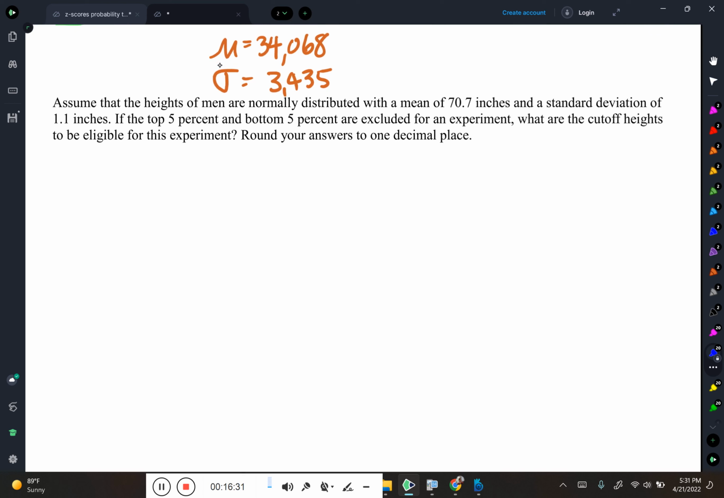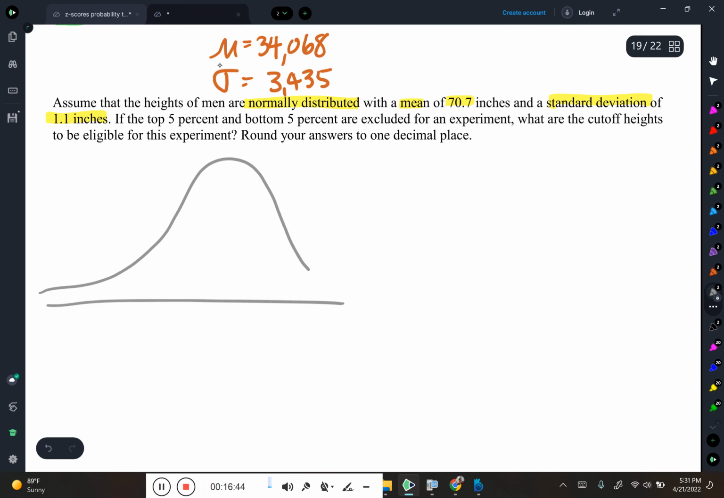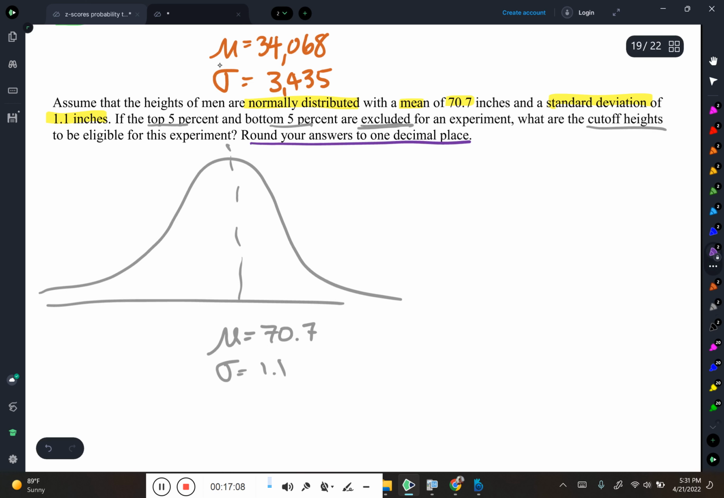Assume that the heights of men are normally distributed. Ooh, I like that already. Normally distributed with a mean of 70.7 and a standard deviation of 1.1. Okay, so I'm just going to go ahead and draw that picture to begin with. If the top 5% and the bottom 5% are excluded for an experiment, what are the cutoff heights to be eligible? Oh, round your answers to 1 decimal place.